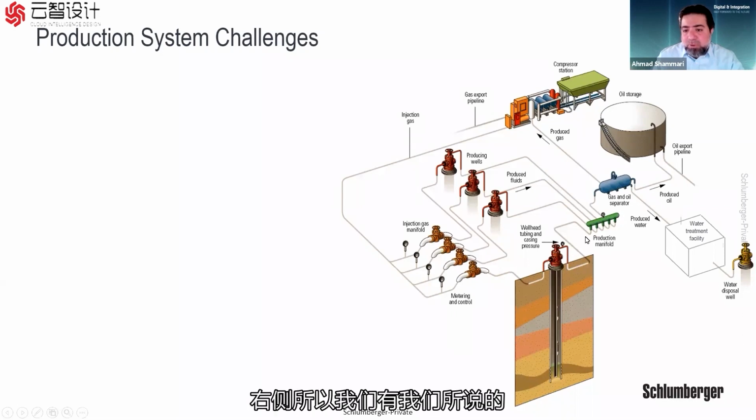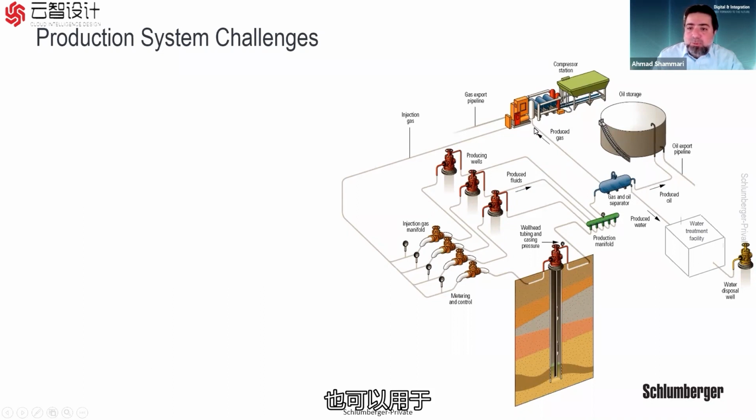So we have what we call the production manifold. These are flow lines, and then we have the production manifold, all right? And then we go to the separation. We go to the separator, the gas and oil separator. Then the separated water will go to the water treatment facility. It can go to the water injection or water disposal well, and the oil will go to the oil storage for the export line.